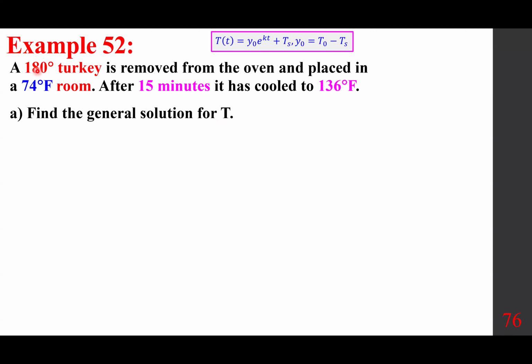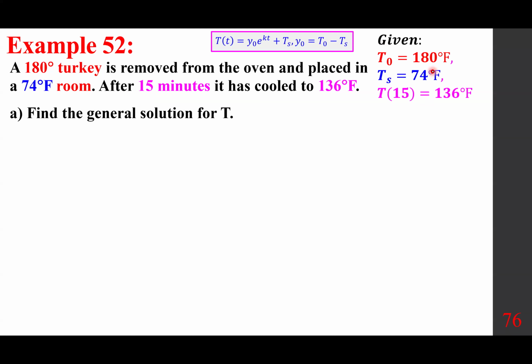This is the initial value. T of 0 or T sub 0 is 180 degrees. That's the initial temperature. The room temperature, as we bring it to the room, becomes the surrounding. So T sub s, 74 degrees. After 15 minutes, T of 15 is 136 degrees. So this is the given. So take a look at what you do first. You read the question and you write the given. It makes it easy to finish the job.